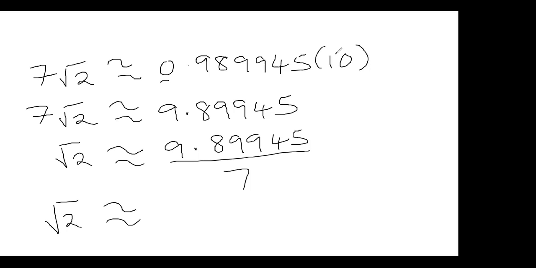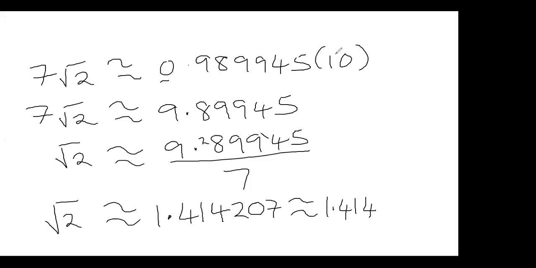We can divide. 7 into 9 is 1. Remainder 2, into 28 gives us 4. Into 9 gives us what? 1. Remainder 2, into 29 we get 4. Remainder 1, into 14 we get 2. Into 5 we get 0, then 7, somewhere there. Now we want this correct to 5 decimal places. So we can round off, and that will give us 1.41421, correct to 5 decimal places.